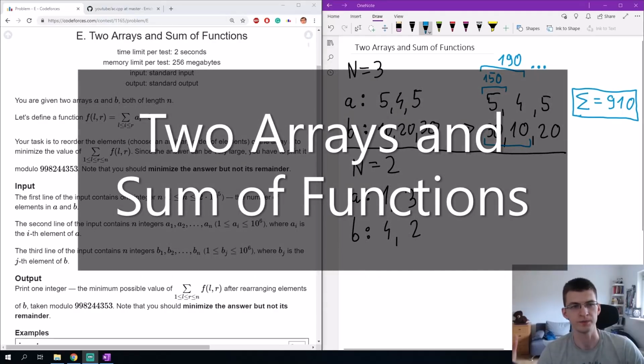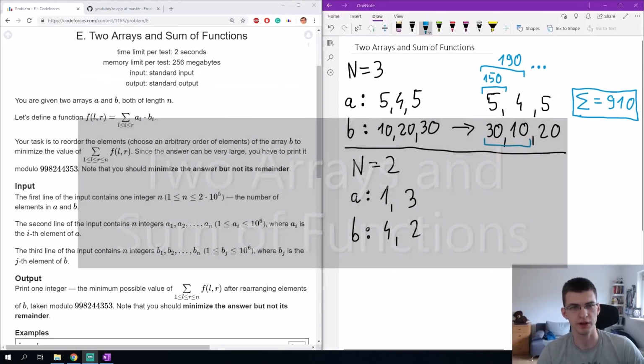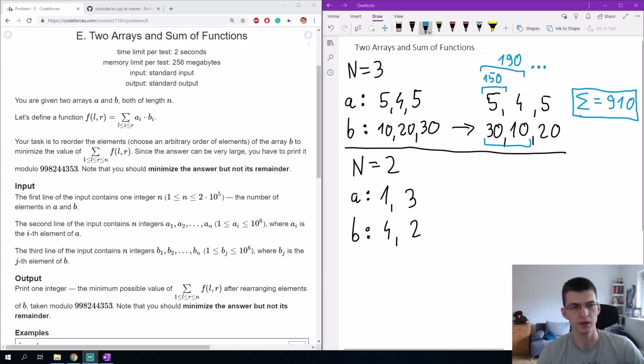Hi, Errichto here. We're solving Two Arrays and Sum of Functions, a problem from Codeforces. We're given two arrays A and B, both of the same length n, and we want to rearrange elements in B in order to minimize some function. Let's see on an example what that function is.